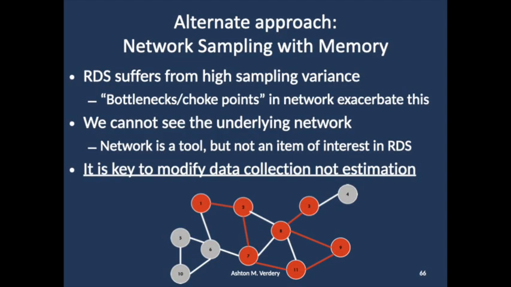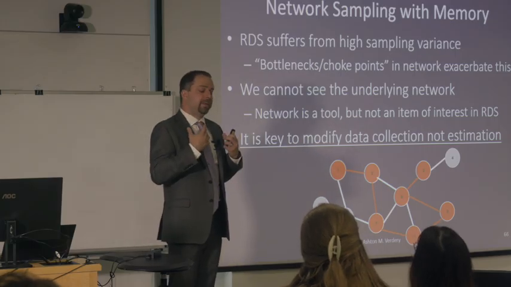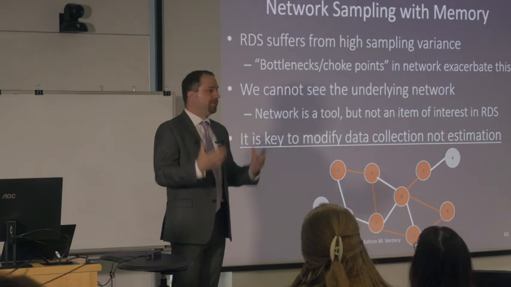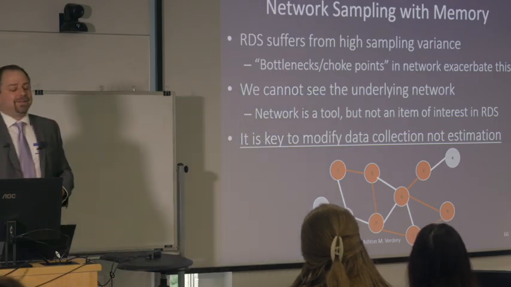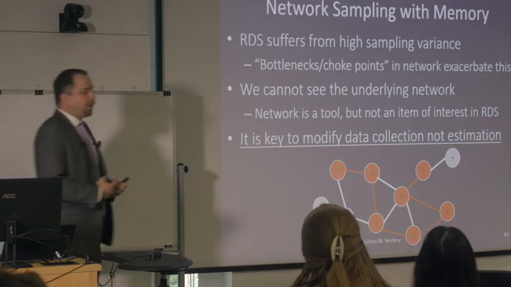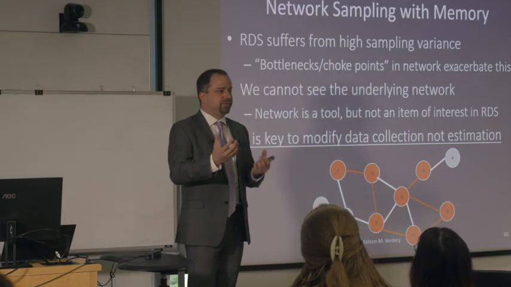However, I think that there are other ways we can think about collecting this kind of data that might push us even further forward. One that I proposed with Ted Mao, and Giovanna has done a lot of work with Ted Mao in pioneering how to do this in practice, not just in a computer simulation or in math, is this idea called network sampling with memory. So RDS suffers from that high sampling variability, particularly when there are structures in the network.